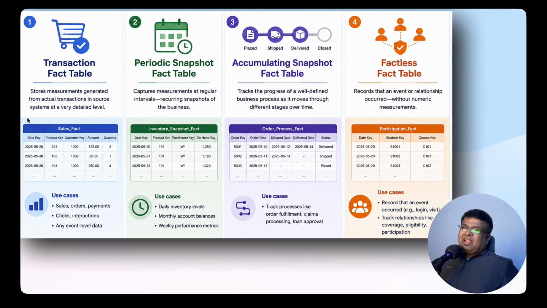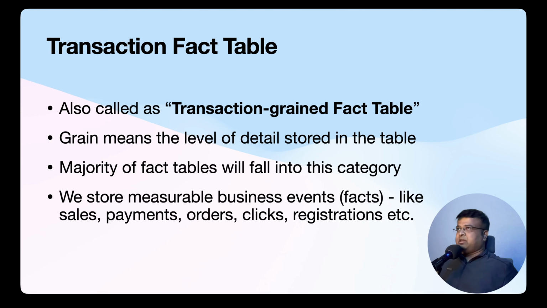Now, let us take a look at the first one, that is the transaction fact table that is used in data warehousing, and you will often hear it called a transaction grained fact table as well, where grain simply means the level of detail stored in the table. In most real world data warehouses, transaction fact tables are basically the core of the dimensional model.